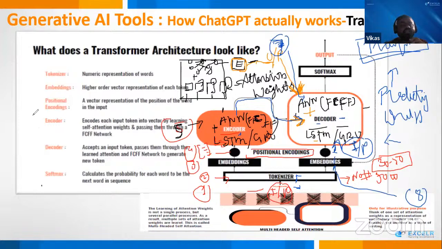And for creating this final output, we are using something called the softmax function here. This softmax function will generate the probabilities.